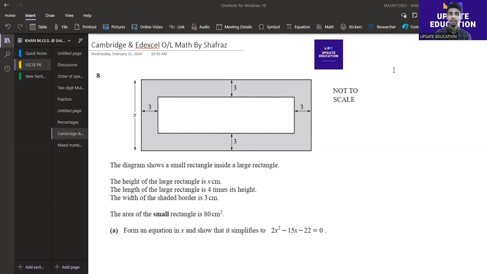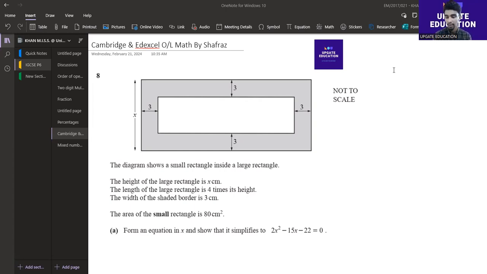There is a strategy that we want to use for this question. If you see a type like this, what you need to do is get the area of the biggest shape and subtract the area of the smallest shape. I'll repeat it again. You get the area of the biggest shape and subtract the area of the smallest shape if they ask you to determine the area of the shaded region. But here, the question is a little different. They were asking you to form an equation.